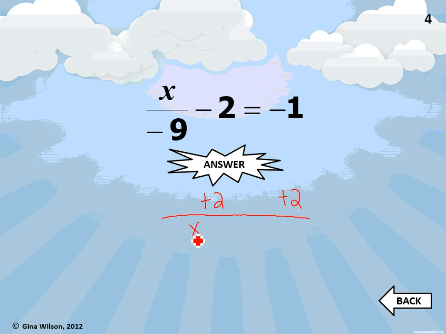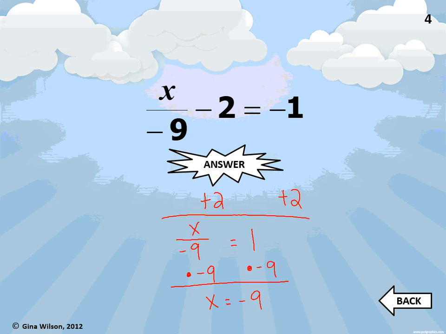So we still have x divided by negative 9. Negative 1 plus 2 is 1. We're now going to multiply both sides by negative 9. That gives us x. 1 times negative 9 is negative 9. So our answer is negative 9.